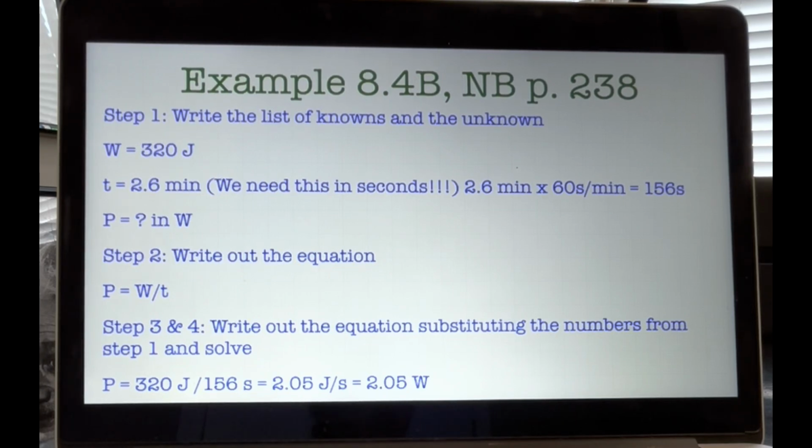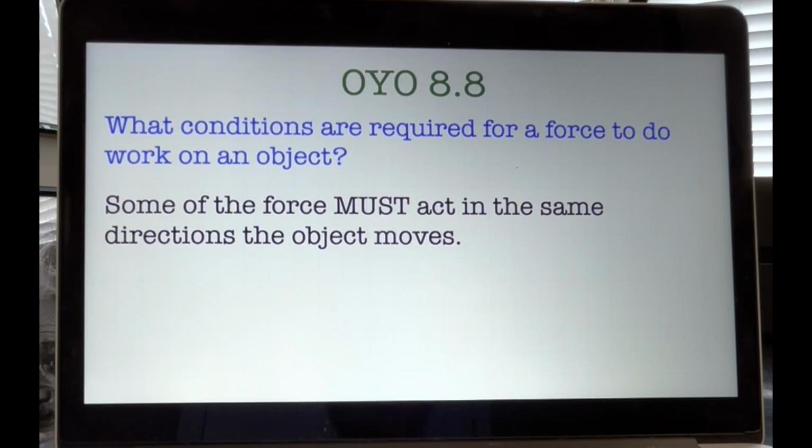All right, so again, we're skipping experiment 8.2. We're going to do the on your owns. What conditions are required for a force to do work on an object? Some of the force must act in the same direction the object moves.